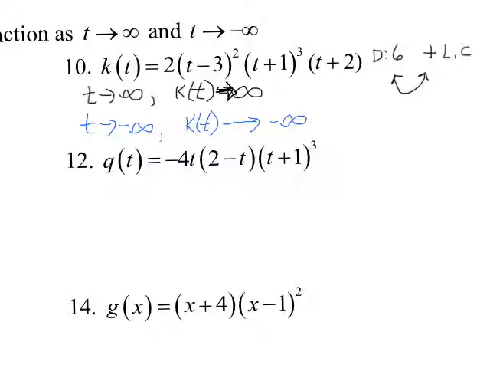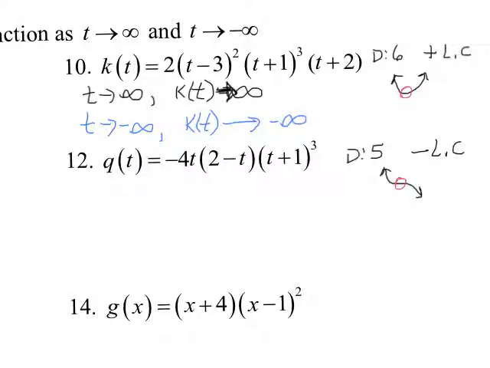Problem number 12, I'm going to count my degrees again. I've got 1t here, I've got 1t here, and I've got 3 of them here. So on problem 12, I have a degree 5, and I have a negative leading coefficient. So odd degrees point in opposite directions, and because it's a negative leading coefficient, it's generally moving downward. Remember, we can't really describe what's going on in the middle, but we can talk about end behavior.